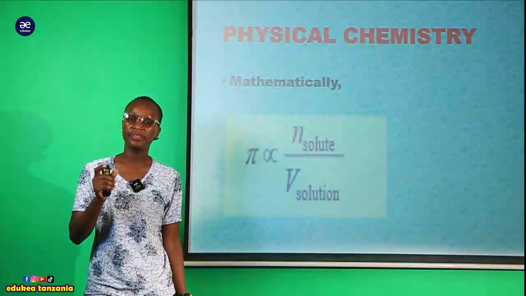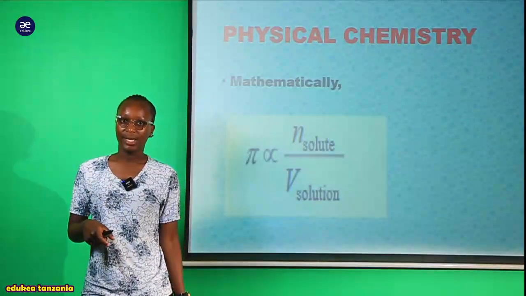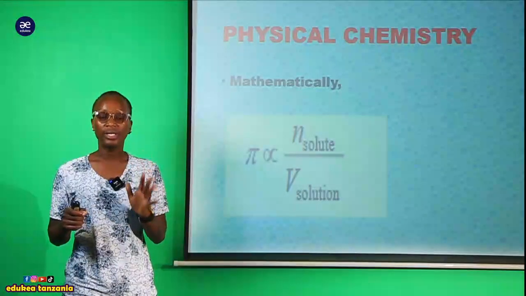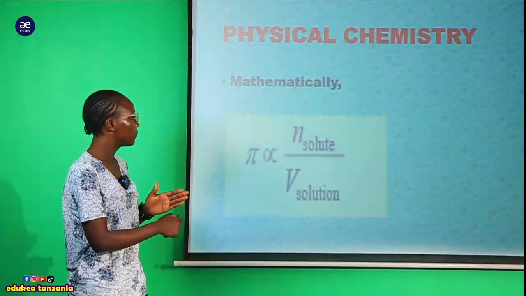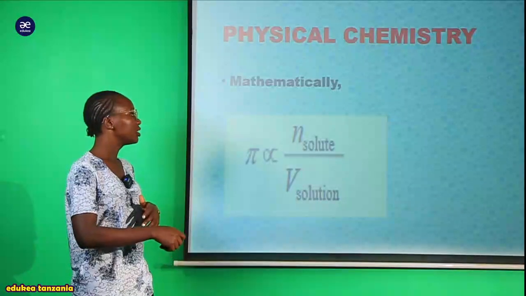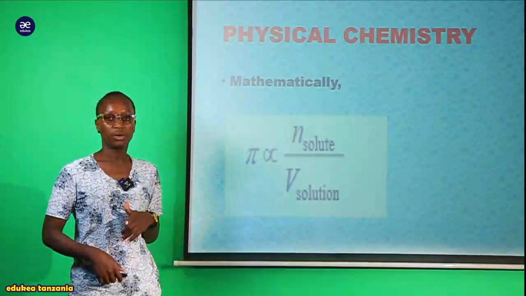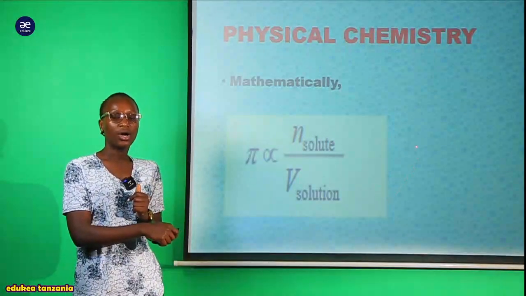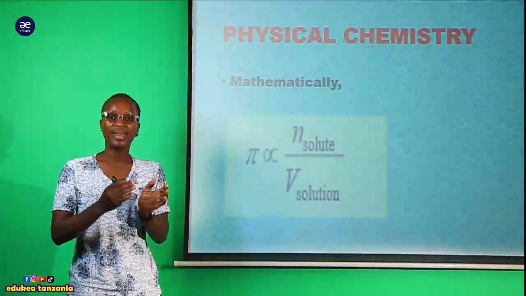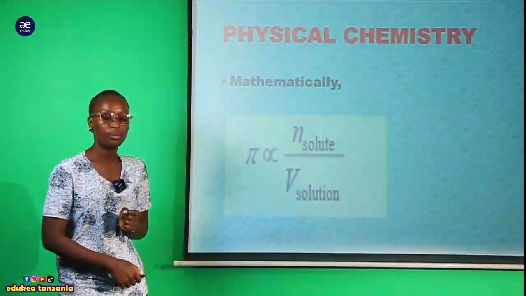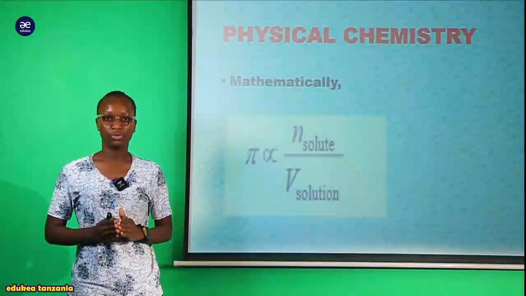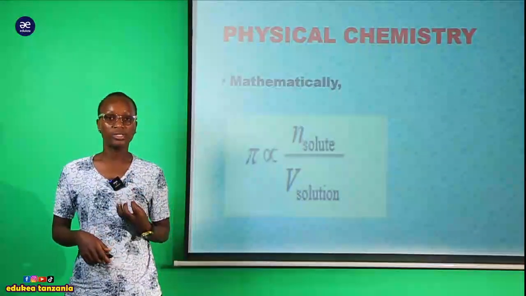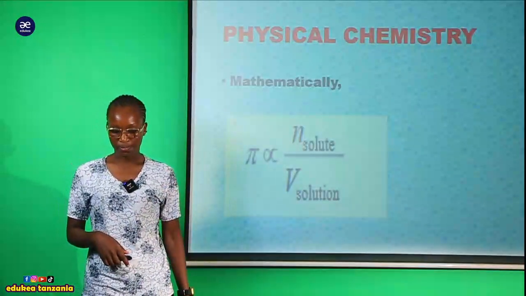Sasa kulingana na hii concept ya number of mole of the solute at a given volume, maana yake kwamba tutakuwa na inversely proportional between the osmotic pressure and volume, lakini pia between this number of mole and the osmotic pressure. Kwa maana yake kwamba the osmotic pressure with the number of mole or the number of solute particles itakuwa ni direct, lakini when we consider the volume, we can see that it is inversely proportional. Depending on this ratio between the number of solute over the volume of the solution.